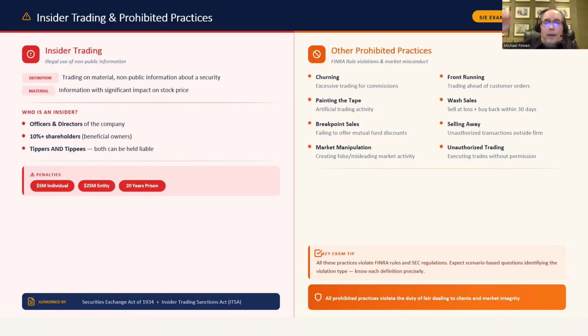So selling away: I work for another firm. If I just do some work for somebody, I just have to let my firm know. If I get paid, I've got to get written approval. And now unauthorized trading, which is basically executing trades without permission from the customer. You don't have discretion, but you're out there doing trades for them completely on your own.